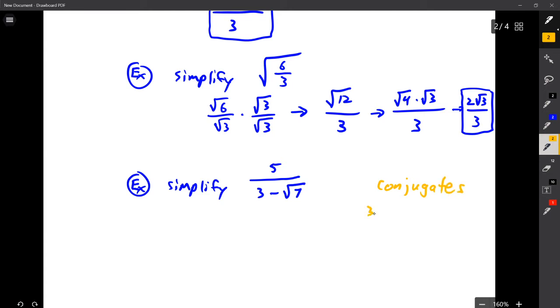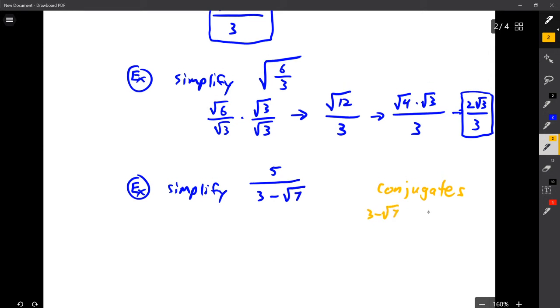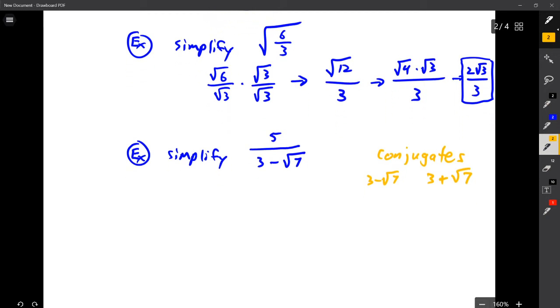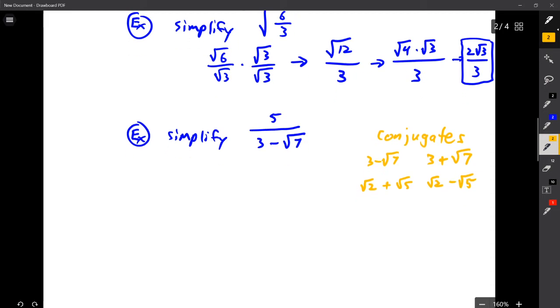The conjugate of 3 minus the square root of 7 is 3 plus the square root of 7. The conjugate of the square root of 2 plus the square root of 5 is the square root of 2 minus the square root of 5. The conjugate of the square root of 10 plus 1 is the square root of 10 minus 1, etc.